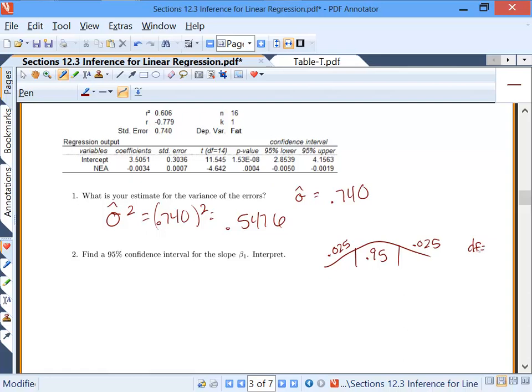Okay, so I know it's different, but you can use that. So degrees of freedom is n minus 2. So 16 minus 2 gives me 14 degrees of freedom. Now, do you see 14 degrees of freedom anywhere on your computer output? You might notice that right here, it even tells us that degrees of freedom are 14.